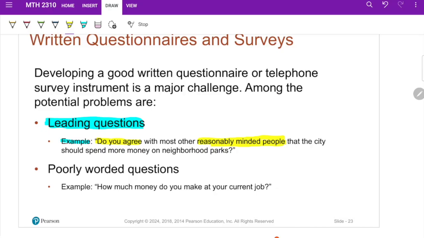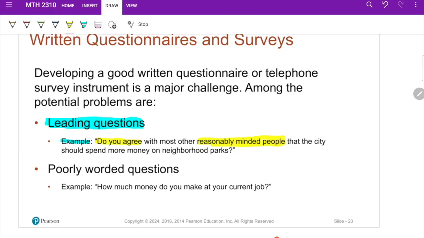So we have to paraphrase that question. We can ask, in your opinion, should the city increase spending on neighborhood parks? Very simple, very straightforward, without bias, we don't guide them one way or another. Again, in your opinion, should the city increase spending on neighborhood parks? That's an improvement of that question.